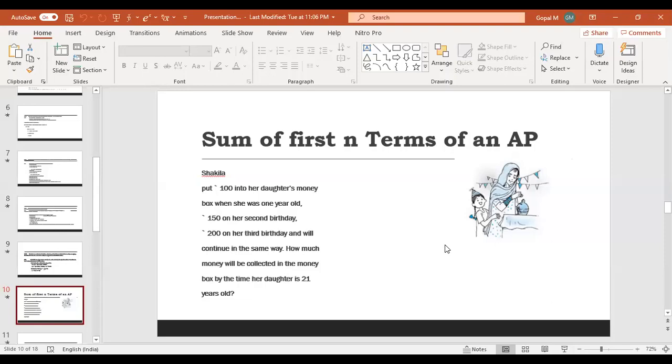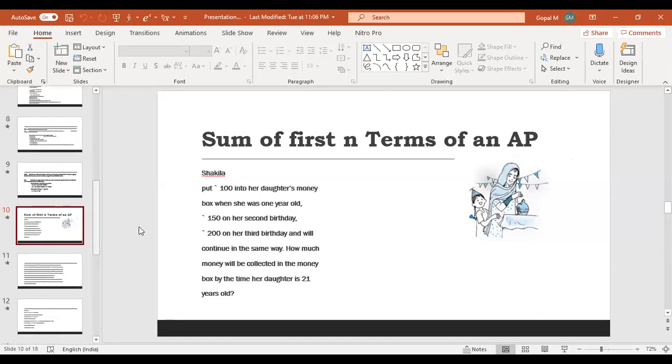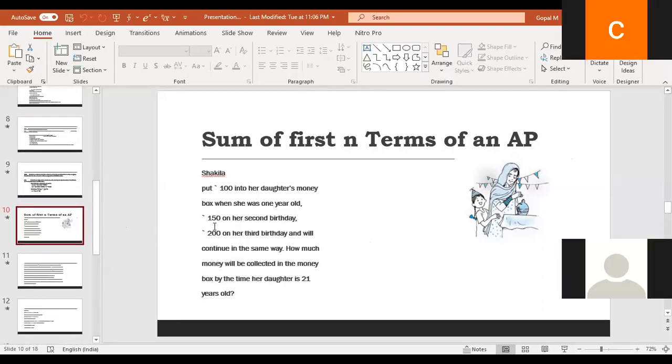Yesterday's class, I discussed the sum of first n terms of an AP. May I know the formula, children? Anybody, Madan? I want the formula from Madan. I told all of them to go through this, it is there in the textbook. I just explained the derivation of the sum of first n terms of an AP. Does anyone have any doubt in the derivation of the formula, children? No, ma'am.